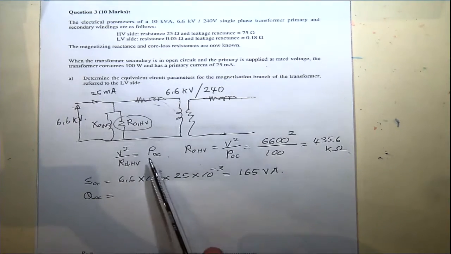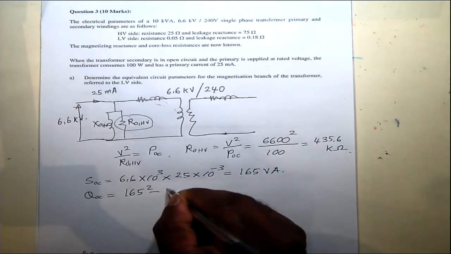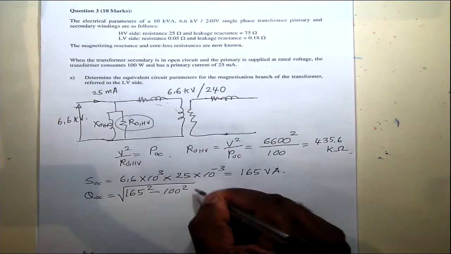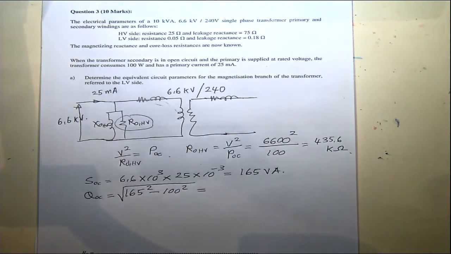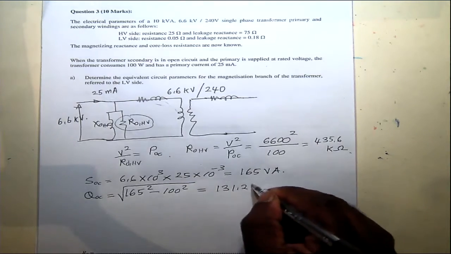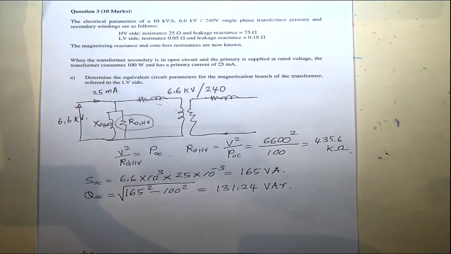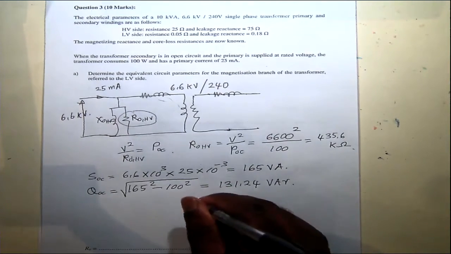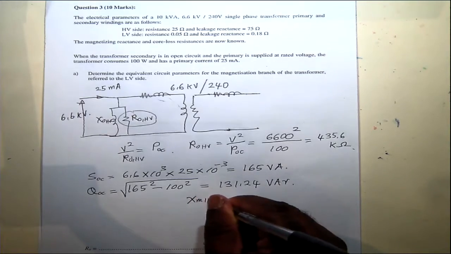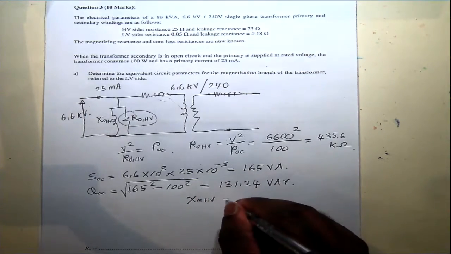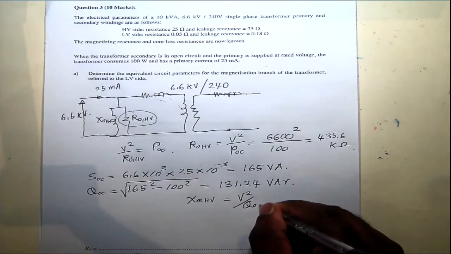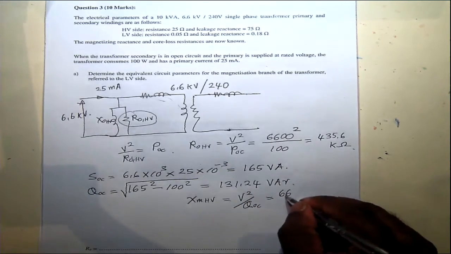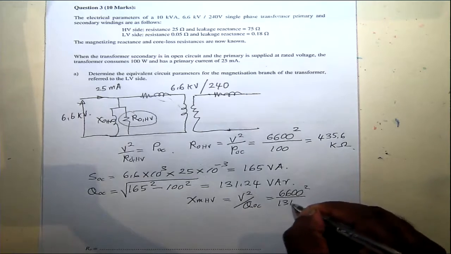So the reactive power will be the square root of apparent power squared minus real power squared. So that will be the square root of 165 squared minus 100 squared, which gives you the reactive power of 131.24 volt ampere reactive. And then you can do the same calculation to find the magnetizing reactance, referred to the high voltage side: V squared over QOC. So that's 6.6 kV squared divided by 131.24.